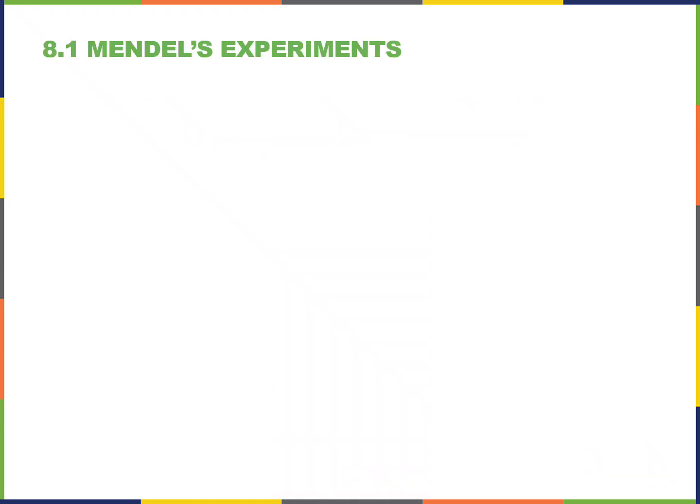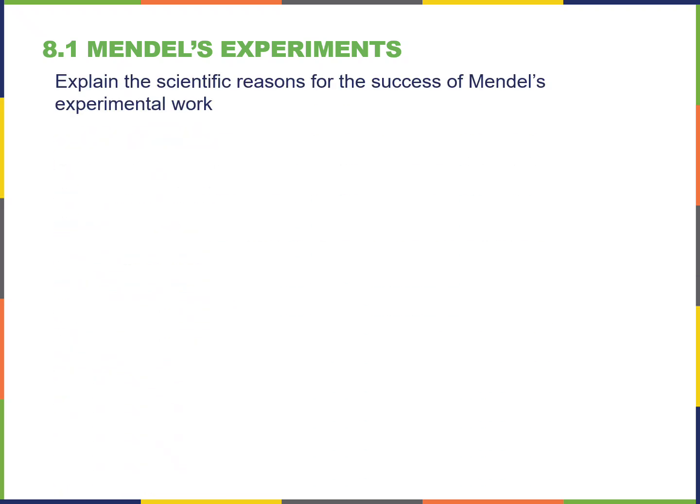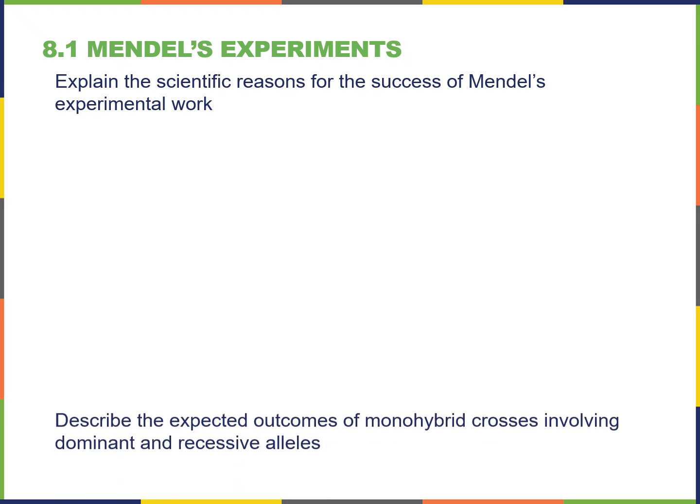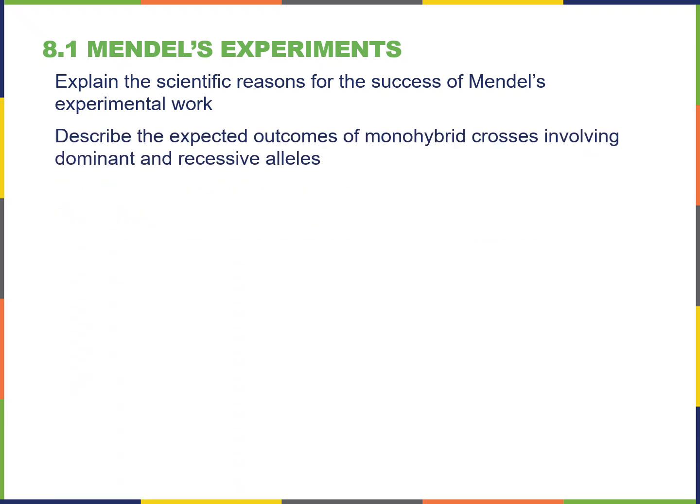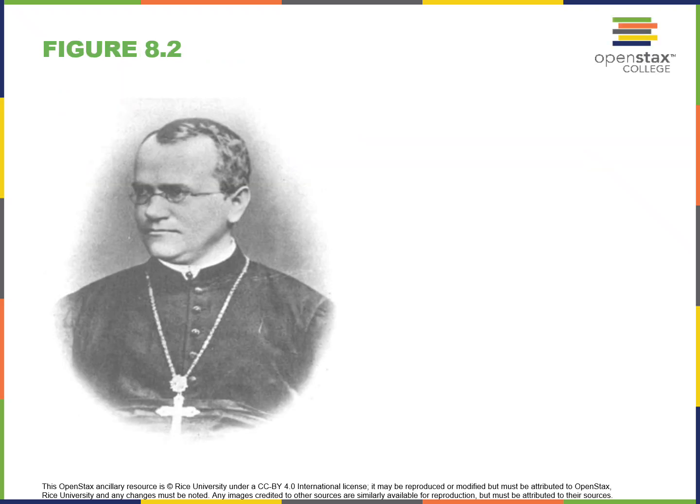In this first section, we are going to explain some of the scientific reasons for why Mendel's experiments were so successful and why we still even reference and use them today. And we're also going to describe some of the expected outcomes of monohybrid crosses involving dominant and recessive alleles, and we will explain what all of those things are. But first, a little bit of introduction.